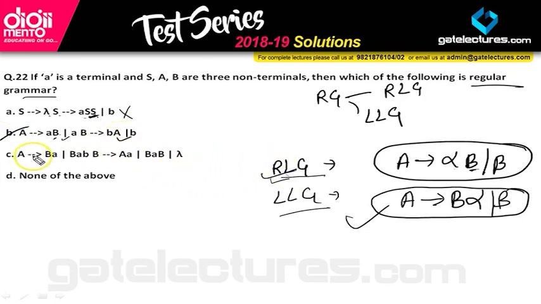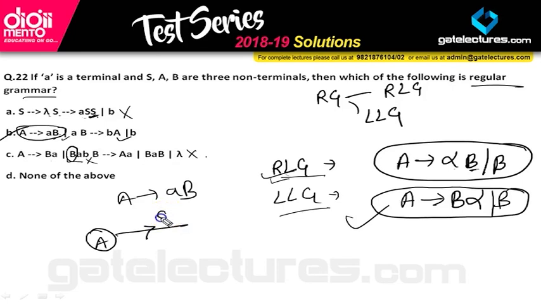Now option C. I will give you one more example of how we can be sure. A producing Ba is left linear grammar, but here it is producing a non-terminal symbol, so that's why this one is not the answer. Why is this kind of production acceptable in regular grammar? Because A → aB means when I am in state A, for my input a it will go to state B. That's why this kind of production is acceptable in my regular grammar.